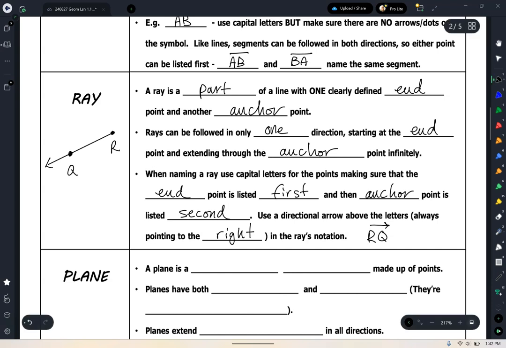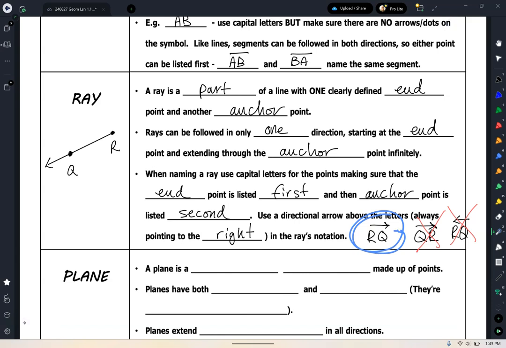Now, let's be very clear about something. This cannot be written ray QR. That is a no-no. Because the end point must be listed first, and then it travels through the directional arrow. Now, one other thing I want you to see. This is not written like that. That is also a no-no. Because no matter what direction our diagram of our ray is pointing, I intentionally drew this one down and to the left. It could go up and to the right, or it could go this way. No matter what direction it's pointing, when we write it, we always write it like this.